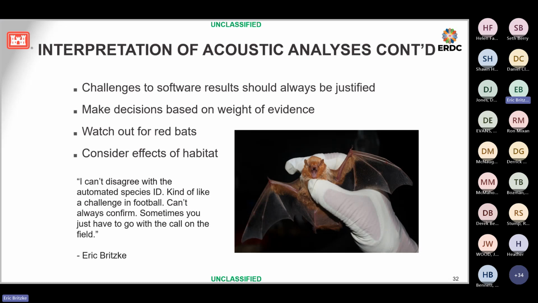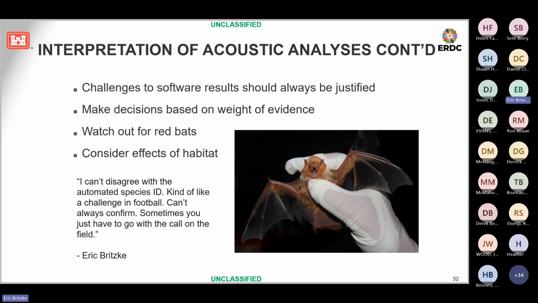You need to make decisions based on the weight of evidence, and that's what the MLE is trying to do: aggregate all that information and say, overall, what does this picture tell me about what species are present? So if you're doing that with species ID, you need to think about it from that weight of evidence.